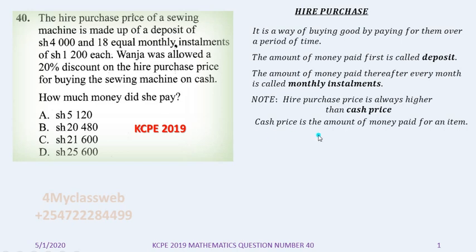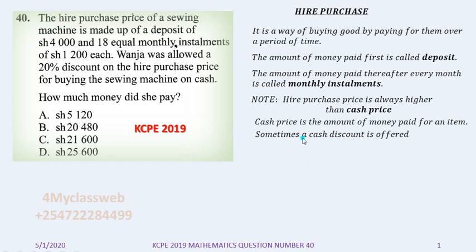Cash price, first of all, is that amount which you pay for that item. And you may agree with the seller that he or she will allow you, or rather will agree to deduct some money. The amount of money that will be deducted from the cash price, which we call the marked price, is called discount.